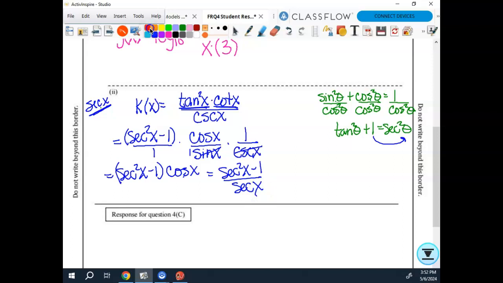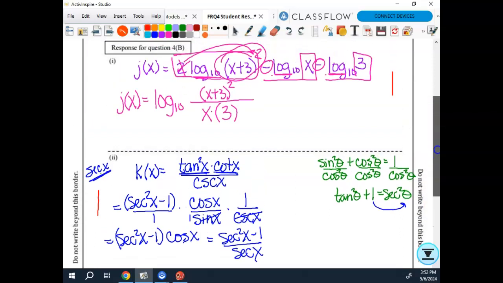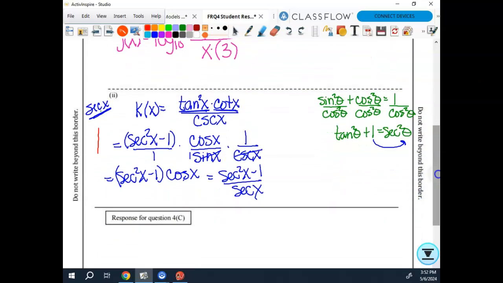And that right there is worth 1 point. Did I give you the point up here? Yeah, that was worth 1 point.